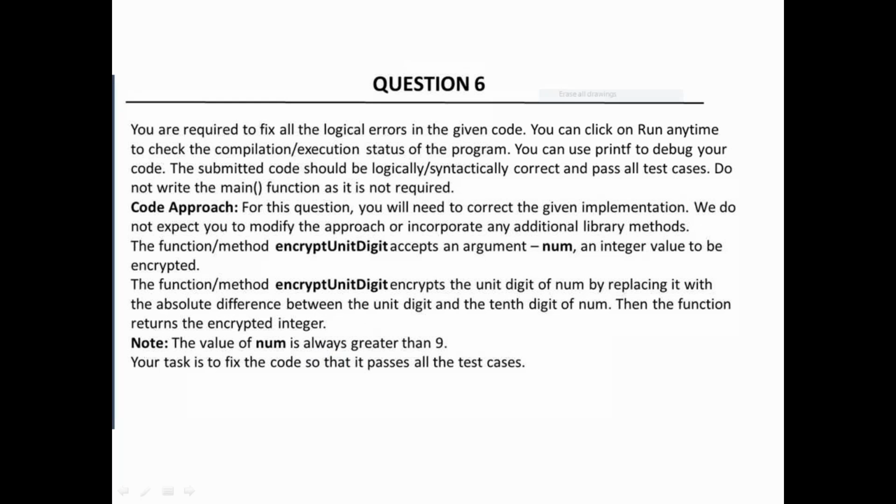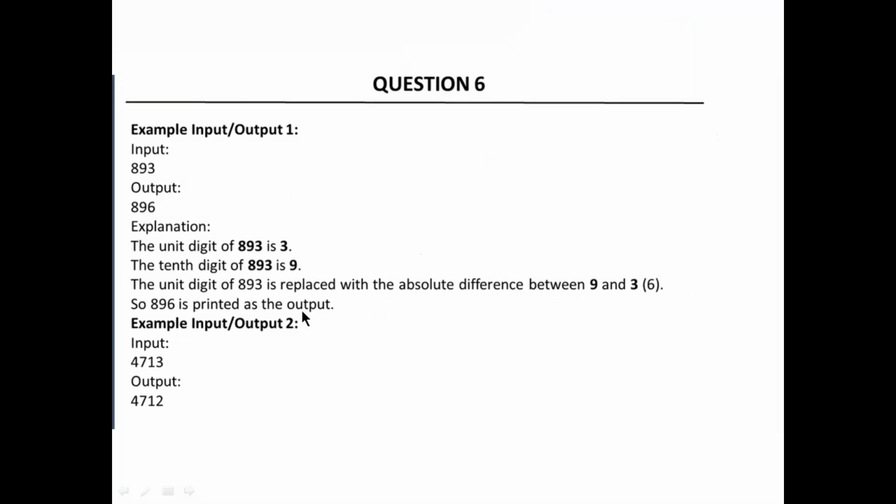Let us see the input and output specifications now. Observe the sample input and output specification for 893. You should pick the units place and tens place values, and then subtract these two. 9 minus 3, what do you get? 6. This 6 value should be replaced in the units place. The explanation is also given: the unit digit is 3, the tenth digit is 9, so the absolute difference of these two is 6. The unit digit of 893 is replaced with the absolute difference between 9 and 3.